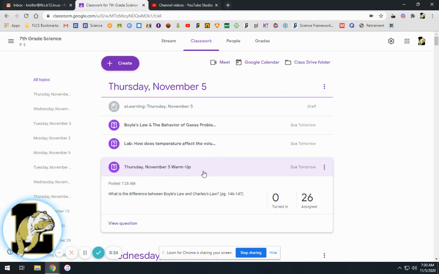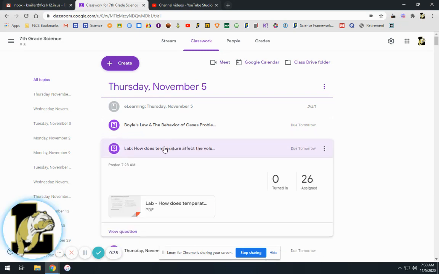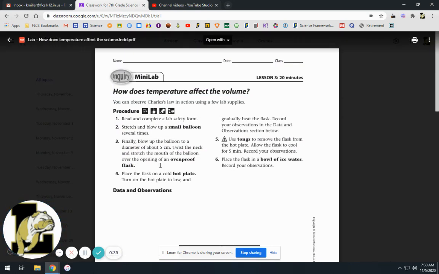Speaking of Charles' Law, we're going to be modeling that today through a lab. Today, you are not going to be able to have these materials. You might have a balloon at home, but you probably do not have a hot plate. You probably do not have a flask. So I'm going to just go ahead and explain that to you here quickly.